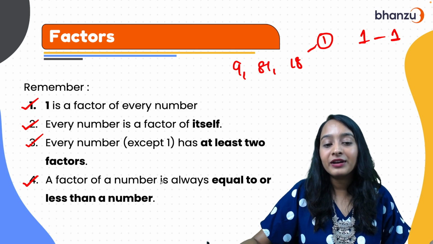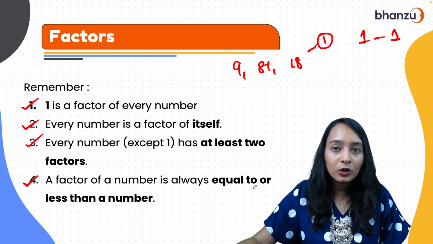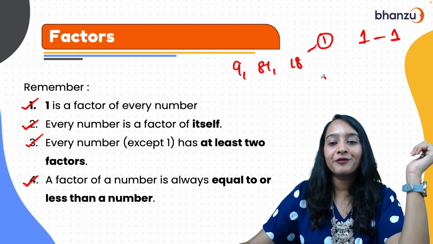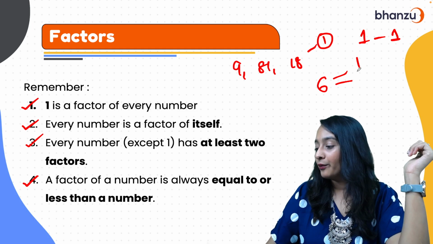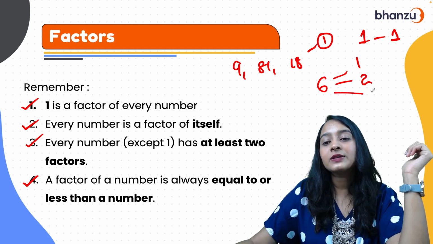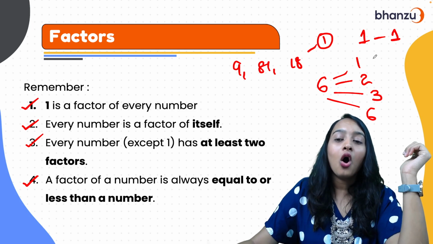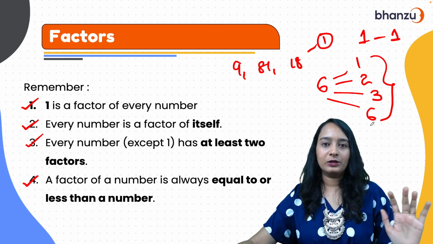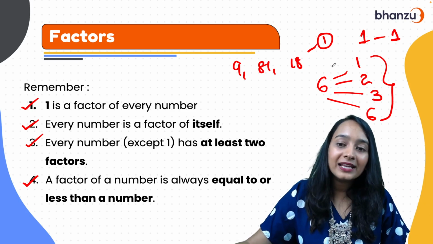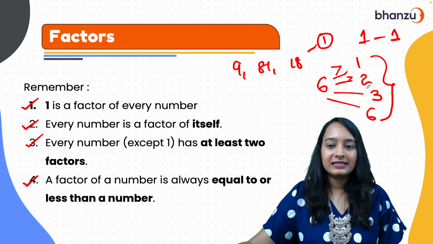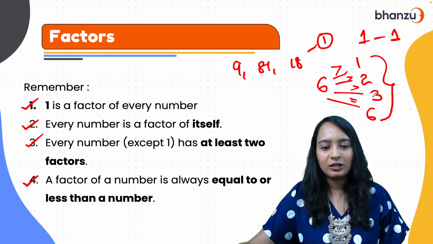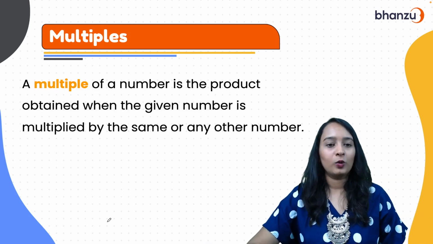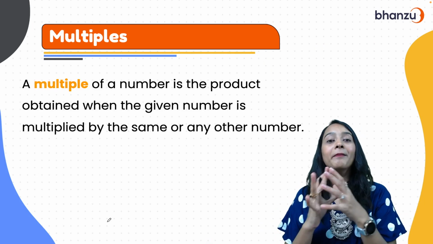A factor of a number is always equal to or less than the number. So if I talk about the factors of 6, we saw 1, 2, 3 and 6. All the factors of 6 are either less than 6 or equal to 6. As you can see, 1 is less than 6, 2 is less than 6, 3 is less than 6, and 6 is equal to 6. So all the factors of a number are either less than the number or equal to the number. And now, talking about multiples.